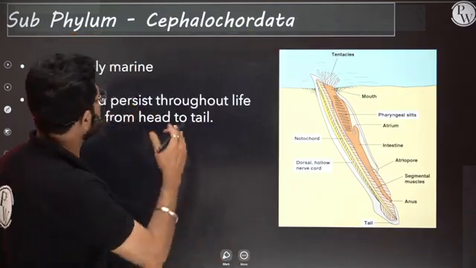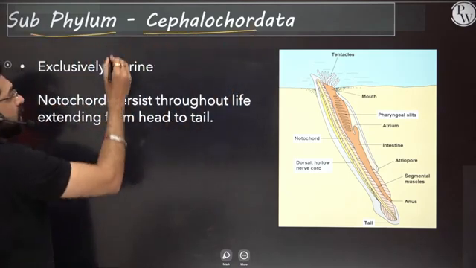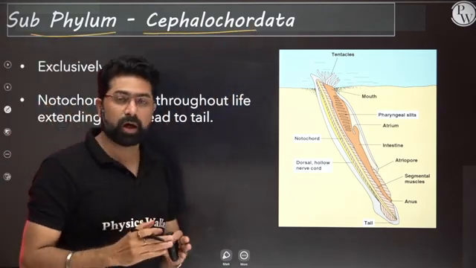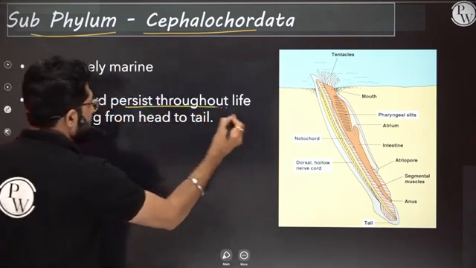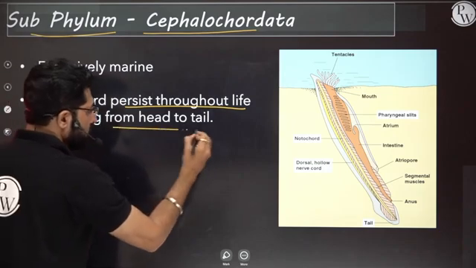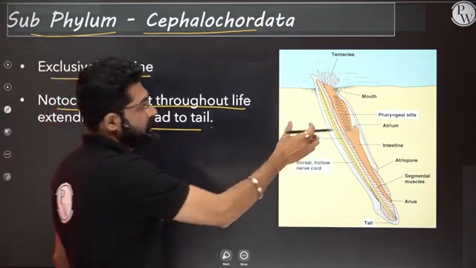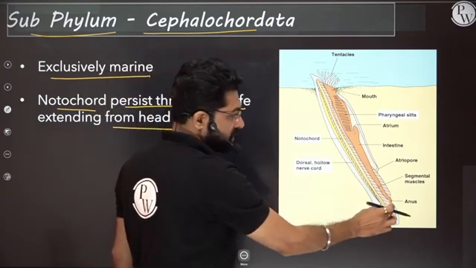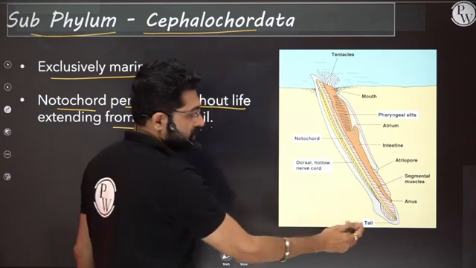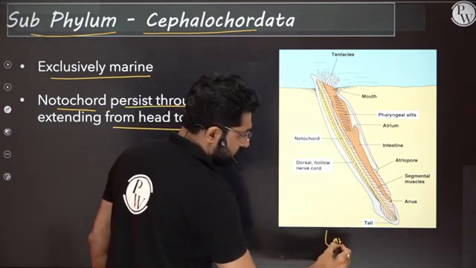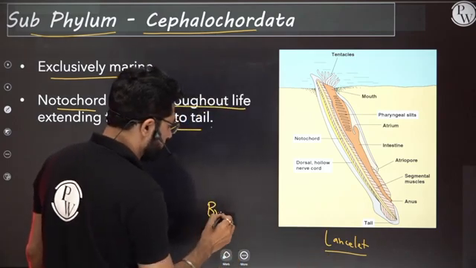Okay. Next you see the subphylum Cephalochordata. In this case the notochord persists throughout life, and it is present from head to tail. They are exclusively marine. You can see here, these are cephalochordates. Cephalochordates have a closed circulatory system. This is the lancelet, commonly called lancelet. It is also called Branchiostoma.